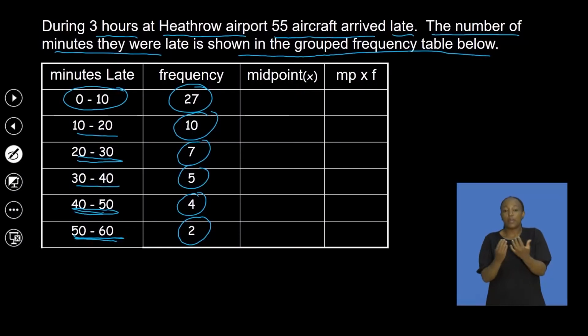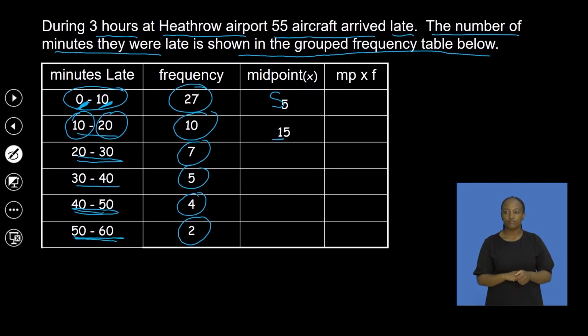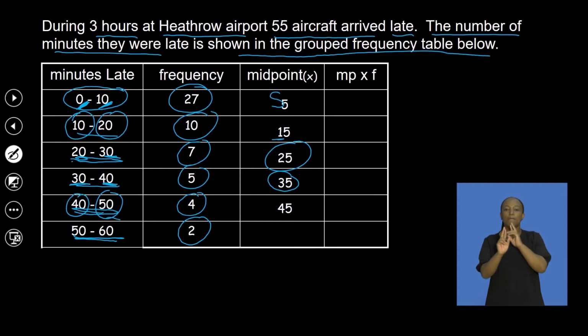Okay, good. So we calculate the midpoint. How do we calculate the midpoint? The midpoint for this will be 0 plus 10 divided by 2. That will give us 5. This is the midpoint there. Okay, can you see, guys? Which is 5. Then the midpoint for the next will be 10 plus 20 divided by 2, which gives us 15. And the midpoint for 20 and 30 is 20 plus 30, which is 50, divided by 2. We get 25. And 30 plus 40 divided by 2, we get 35. And 40 plus 50 divided by 2, we get 45. And 50 plus 60 divided by 2, we get 55.